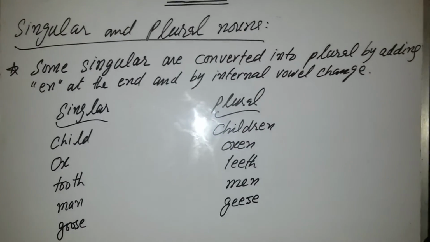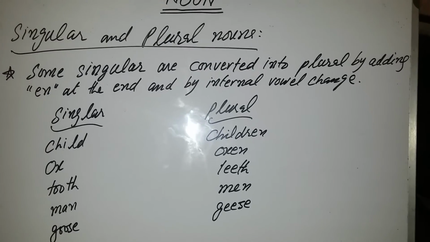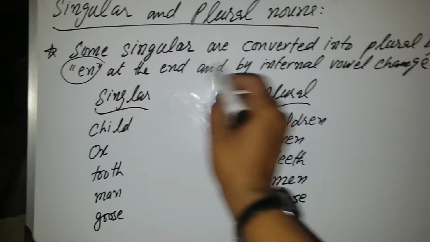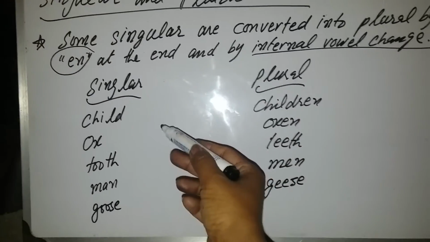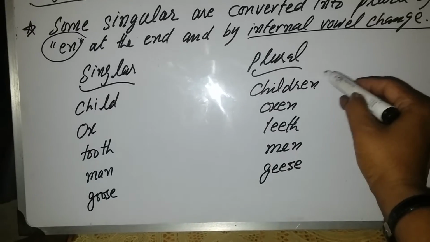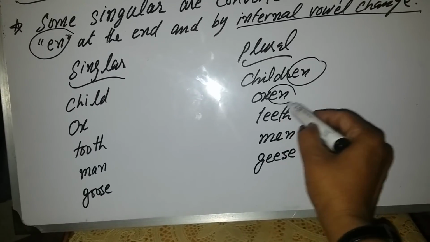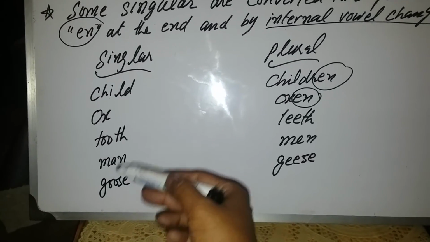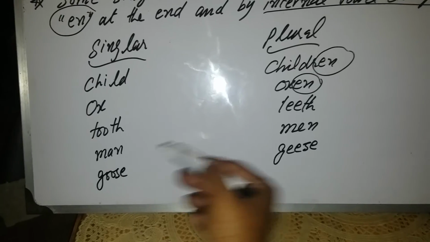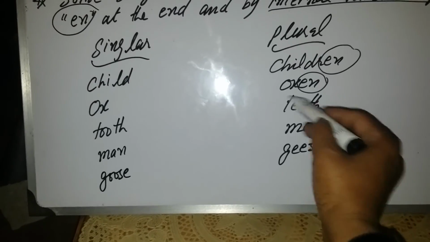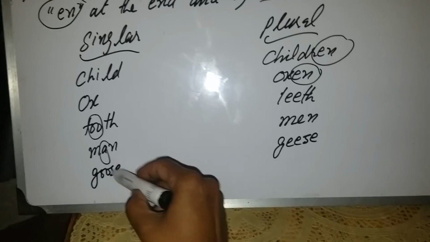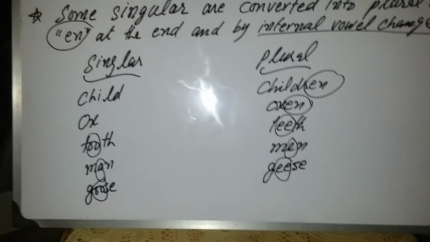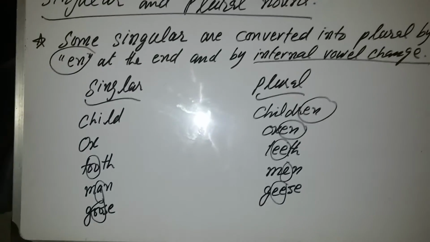Okay, some singulars are converted into plural by adding en at the end or by internal vowel change. How? Look at the examples: child, children; ox, oxen. We have put en after it for converting them into plural. Internal vowel change means tooth, teeth; man, men; goose, geese. We have made changes in internal vowels. In this way, singular can be converted into plural.